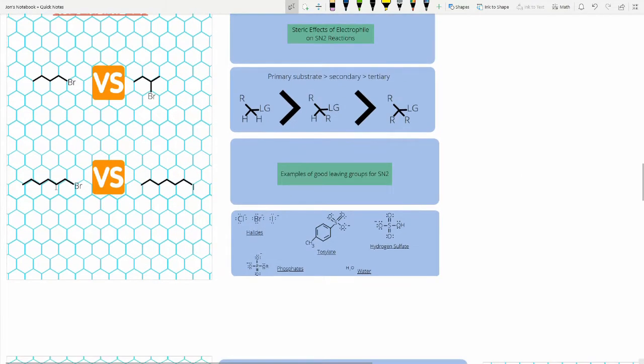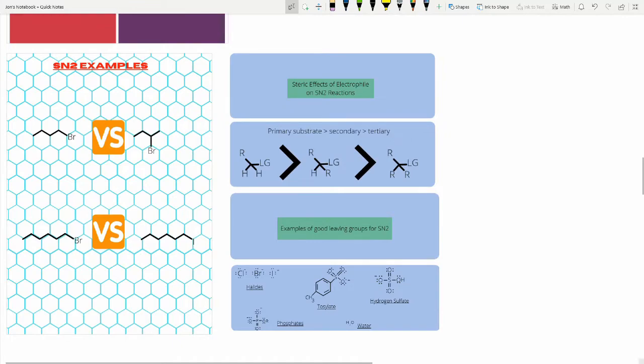In the second example, we can see that both compounds are primary substrates. The only difference is the leaving group. One is a bromine and one is an iodine. Between the two, iodine is bigger and more polarizable than bromine. Because iodine is more polarizable, it's a better leaving group, making it a better substrate. So we would choose this one as a better substrate for SN2 reactions.